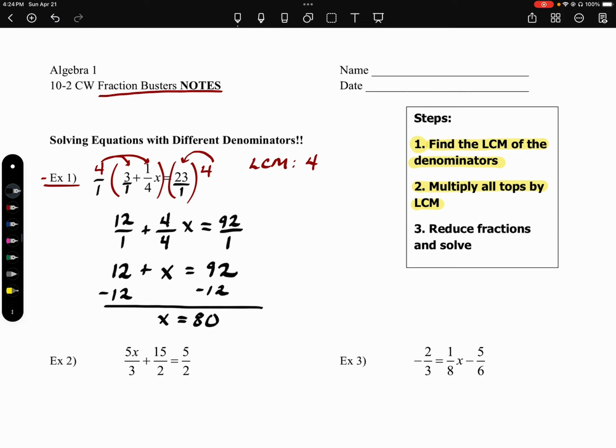To check it, we can always just plug it in. Let's check it real quick to make sure that we're correct. 3 plus 1/4 times 80 should equal 23. Well, 1/4 of 80, if you think about it as 80 divided by 4, is going to give us 20. And we get 3 plus 20 equals 23. So we know that this checks out, that we are correct. Okay, so that's example number 1.